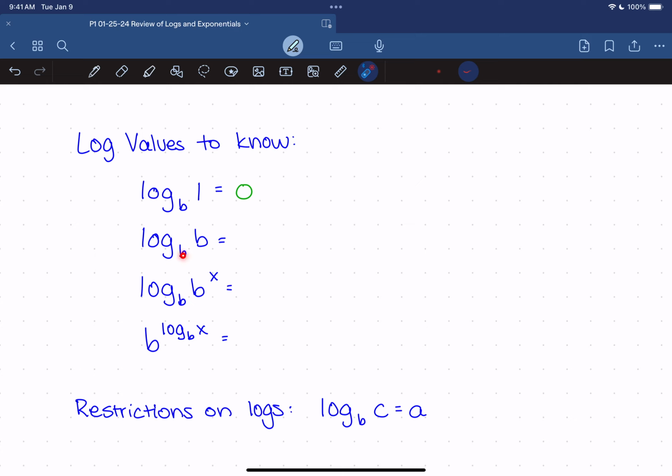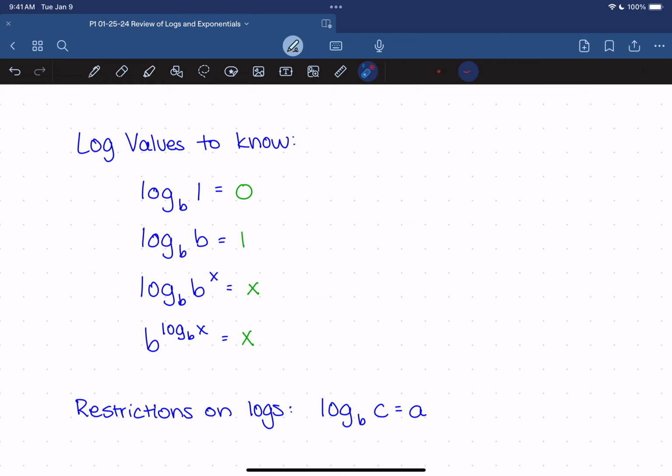Okay, the next one, b to what power would be b? That answer is 1. So if your base of the log matches the argument, the answer is always 1. If you have log base b of b to the x, the answer is just x. And similarly, if you have b to the power of log base b of x, the answer is x.